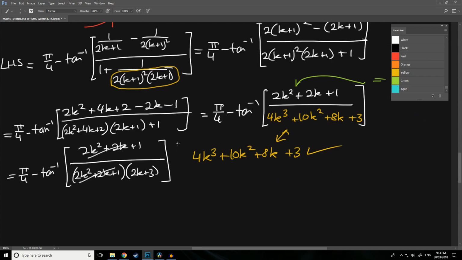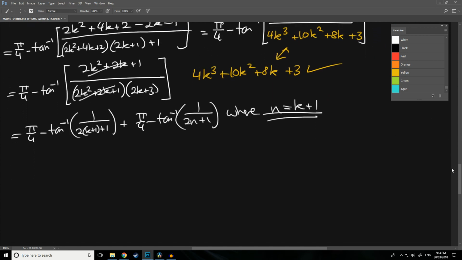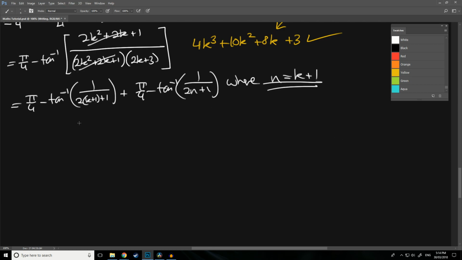So we can use that trick because we know what it has to equal ahead of time for the induction to even work. And I'll just rewrite the 2k plus 3 as 2k plus 1 plus 1, so it equals pi on 4 minus inverse tan 1 on 2n plus 1, where n equals k plus 1. And that is what we wanted to prove. So the induction's done. We just need a concluding statement.